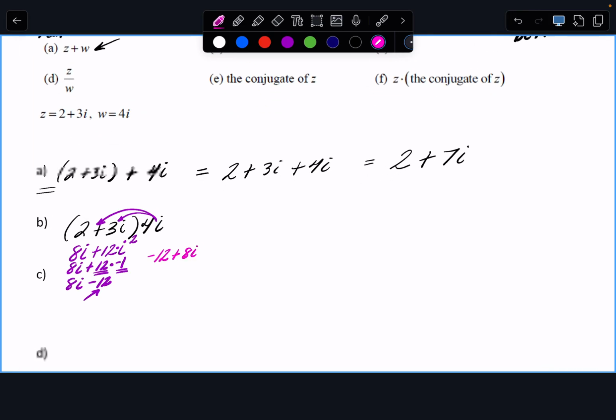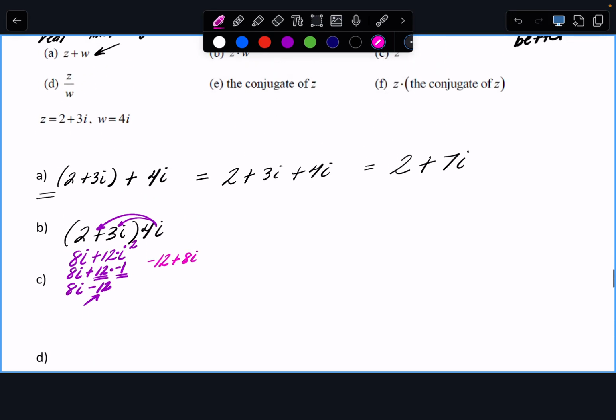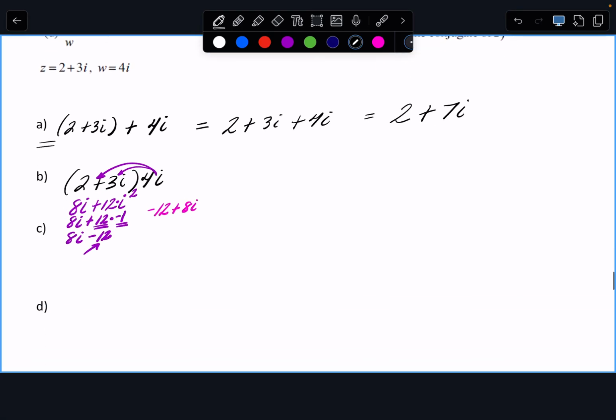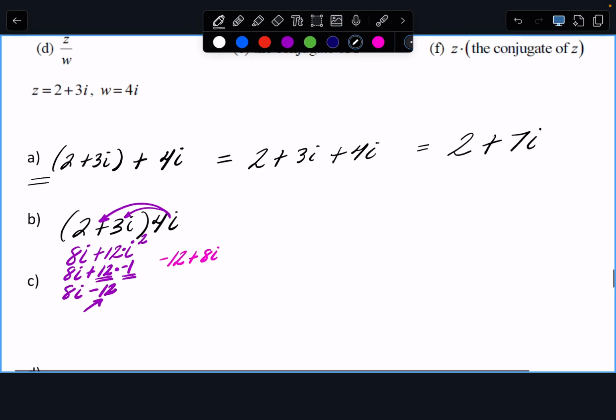Okay, part C. Z squared. There's going to be some sad souls on the test that do this one, and you're going to be thinking, what in the world was I thinking? Z squared would look like this. I'm going to write it over here. 2 plus 3i squared.